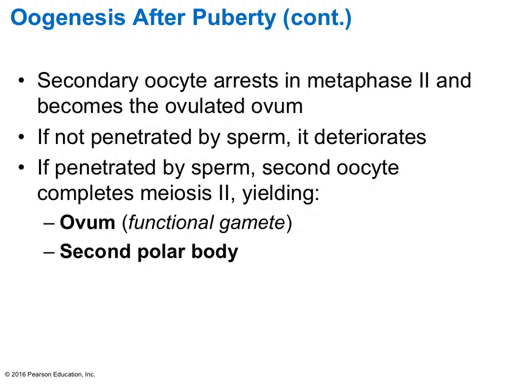So the actual ovum doesn't develop unless the cell gets fertilized by a sperm. So the secondary oocyte actually arrests in metaphase 2, then it ovulates, that is, it's ejected from the ovary, and nothing happens to it. It just disintegrates basically if it's not fertilized. But if a sperm penetrates it, then it's going to complete meiosis 2, and then it becomes the functional gamete, the ovum. And meiosis 2 also produces another cell, the second polar body.